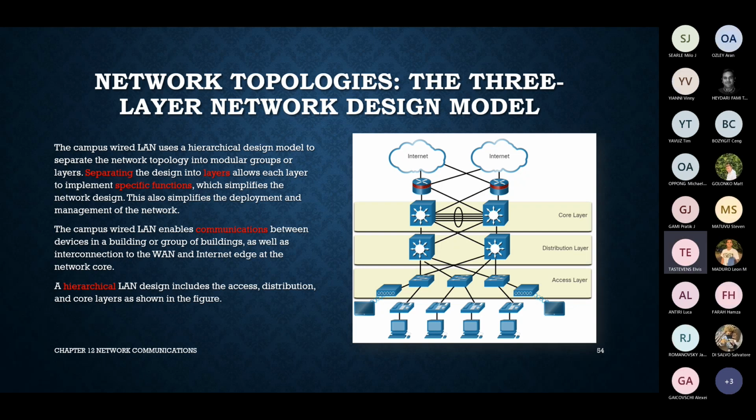The core provides connectivity between distribution layers for large LAN environments. Core is more towards the core of the network, and it interconnects large separate portions of your network together. Whereas distribution is to do with aggregation of traffic from access layer switches themselves.